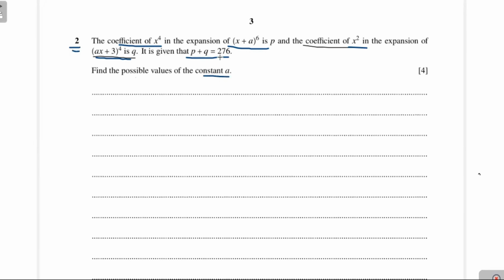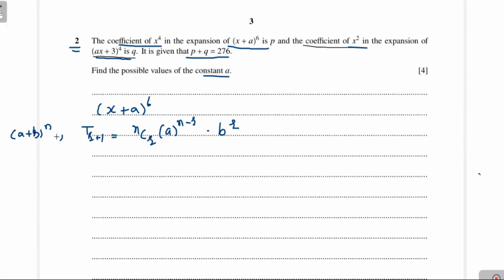You see here the first expression is (x plus a) power 6. Now find the coefficient of x4 of this expansion. We use the formula for (a plus b) power n. The (r plus 1)th term, Tr plus 1, equals nCr into a power n minus r into b power r.